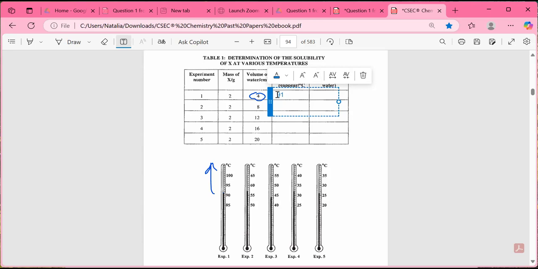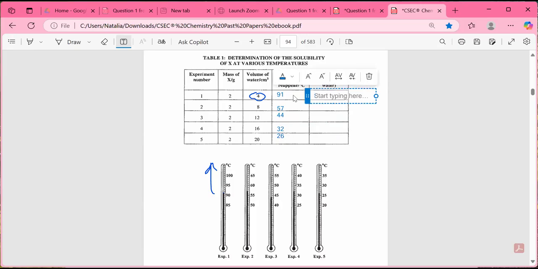Then the second one is 57. It's kind of hard to read, so I'll just read them. Then the third experiment, we have 44. Based on my sight. Then we have 32. And then for the last experiment, we have 26. So we're going to calculate the solubility.